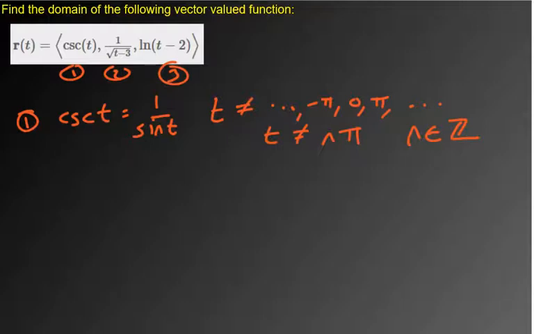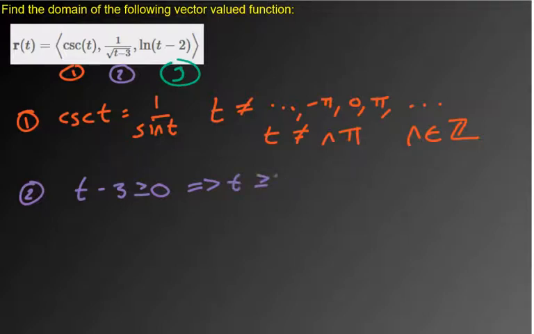And then the square root function. For the square root function, you just want the inside of the square root to be greater than or equal to 0, which would imply that t needs to be greater than or equal to 3. But I don't want to divide by 0. 1 divided by 0 is a weird thing, right? So we don't want to let it equal 3 either.